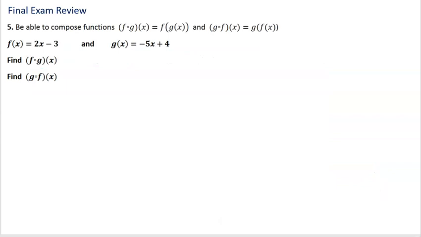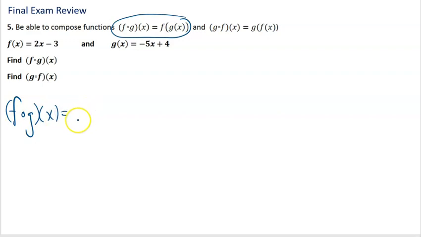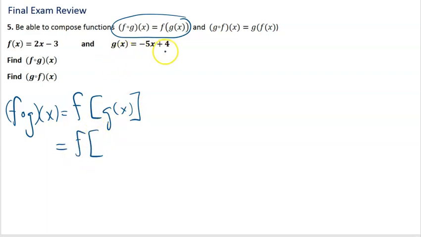Problem number 5 is composition of functions. It gives you the definition of composition right here. F composite g is defined to be f of g of x. Okay, so if I calculate f composite g of x, that means I'm supposed to calculate f of g of x, and it doesn't matter if you use parentheses or brackets. Okay, well let's write what that means. We know what g of x is, so I'm going to substitute for g of x. It's right here, -5x plus 4.